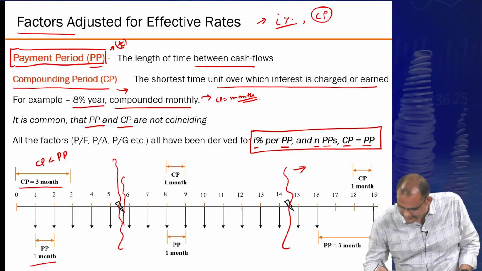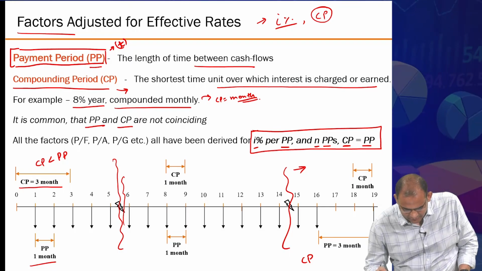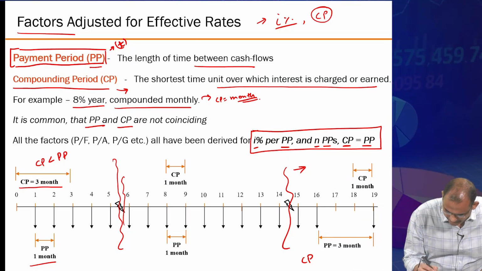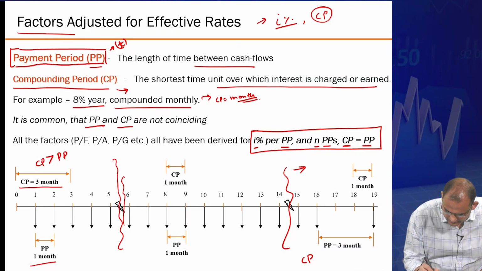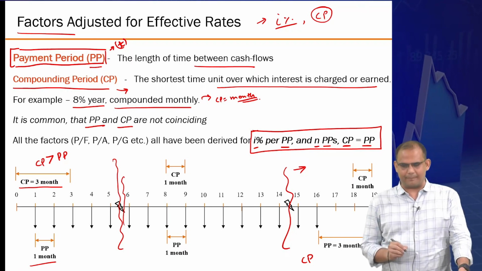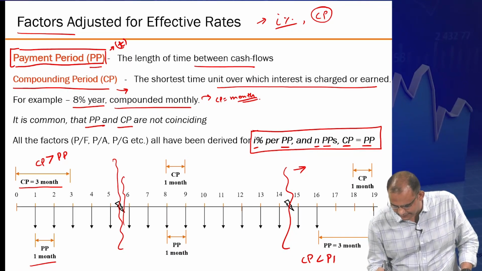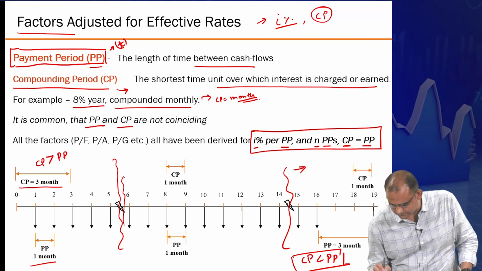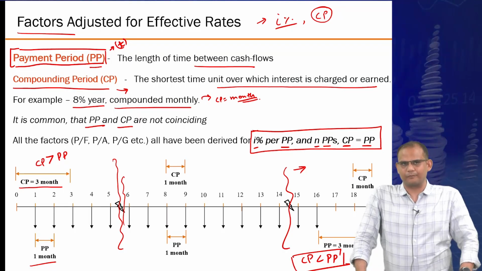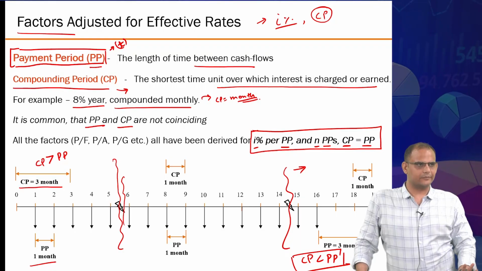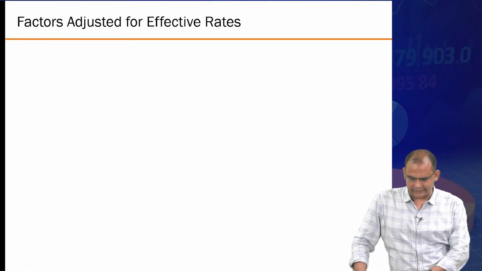Okay, so this is when CP is, no, sorry, I made a mistake. So this is the case of CP less than PP, and this is the case of CP greater than PP. Okay, so far fine, able to follow the logic?